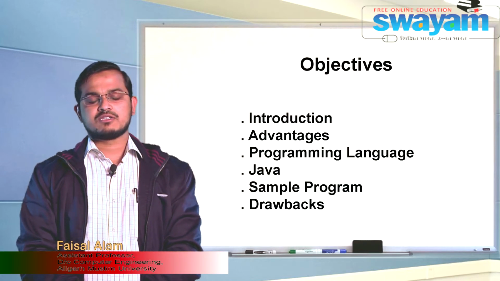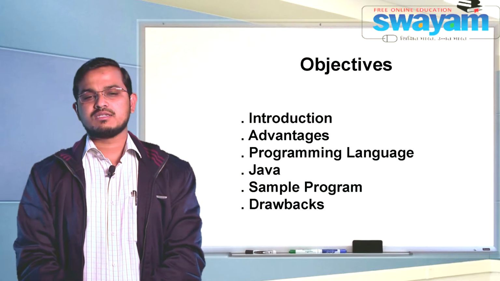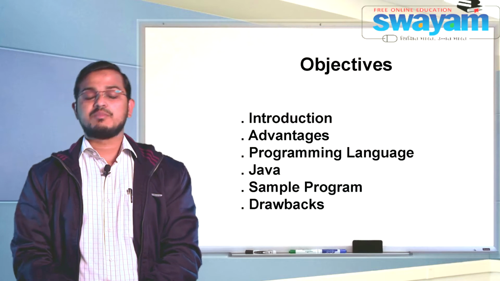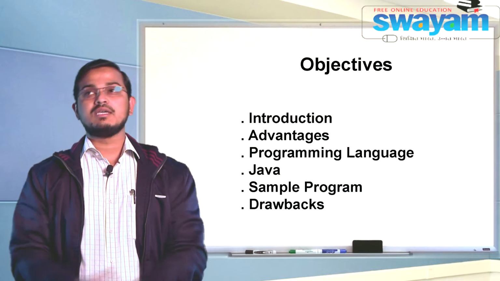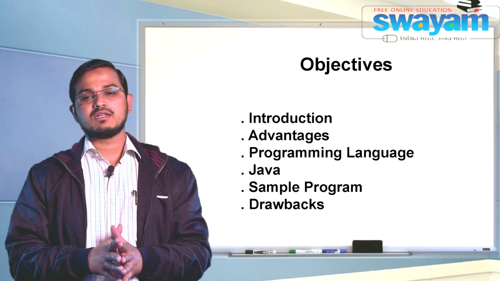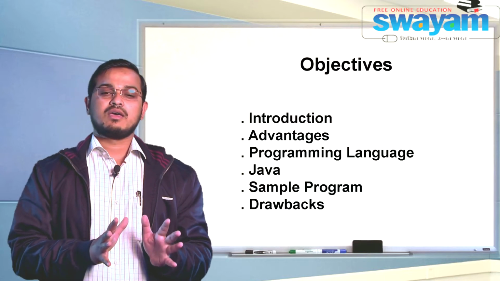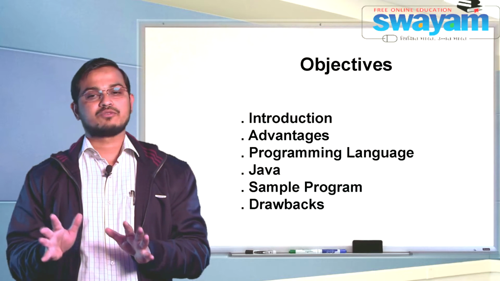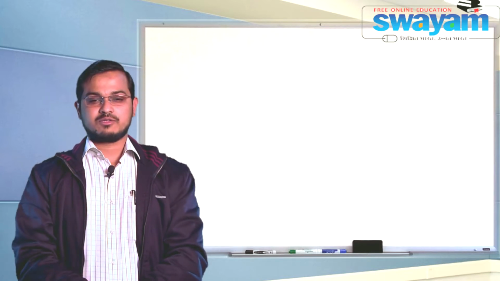The brief outline of this course is something like this. We'll start with the basic concept of Java applet, its advantages, a brief overview of what a programming language is, Java, a sample applet code, and the most important part, some drawbacks of why this particular technology that we are talking about is actually not very useful. So let's see how it goes.